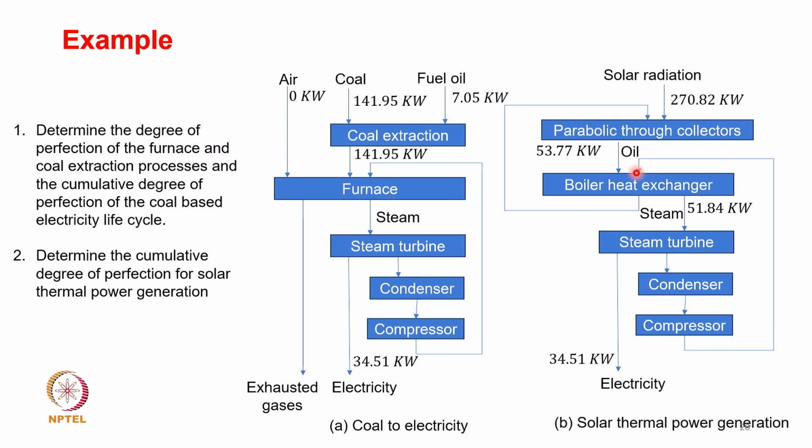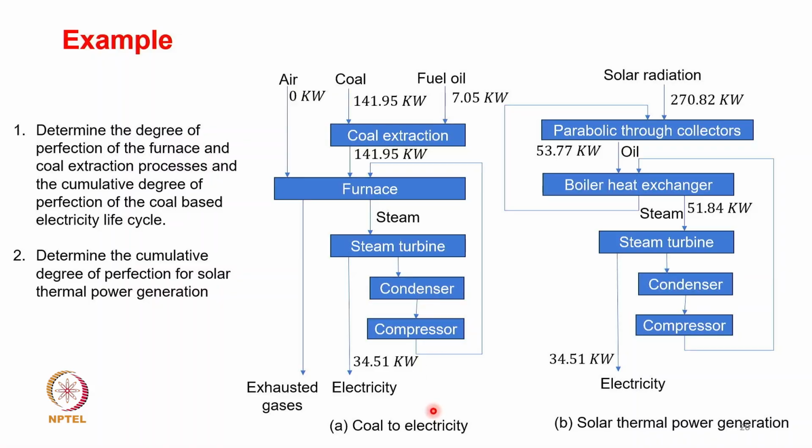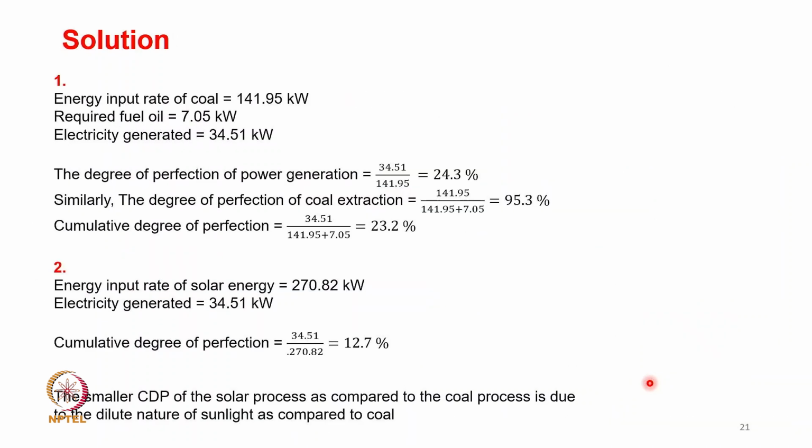So what are we interested in? Determine the degree of perfection. We have defined the degrees of perfection previously of the furnace and the coal extraction process, and the cumulative degree of perfection of the coal-based electricity life cycle, which is this route. And for process B, determine the cumulative degree of perfection of solar thermal power generation, which is over here. So now let's look at the case here.